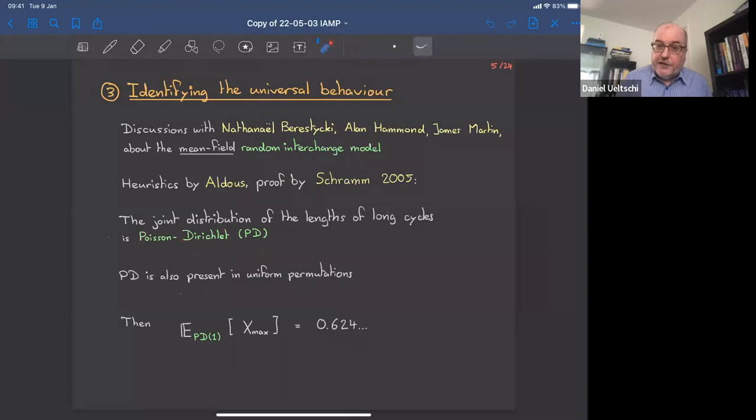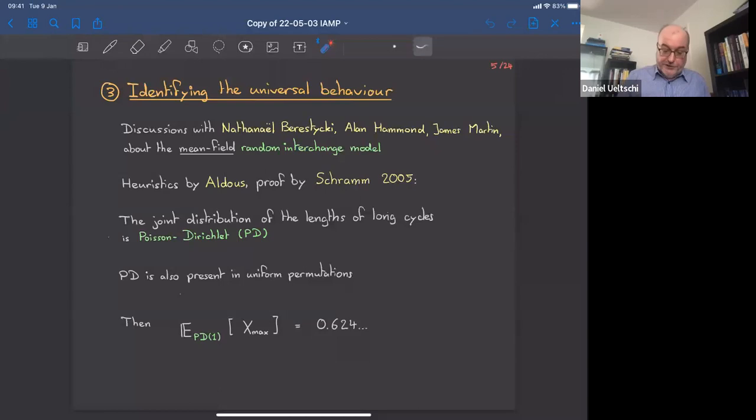Poisson-Dirichlet is really the characterization of those long loops, and it's also the distribution which occurs for the cycles in uniform permutations. I'm going to explain more about Poisson-Dirichlet. It's a measure on partitions. And if you average the largest partition element with Poisson-Dirichlet, then you get this 0.624, which is what we observed before. So what we had was a strong indication that the distribution of long loops or long cycles in our lattice permutation was Poisson-Dirichlet.